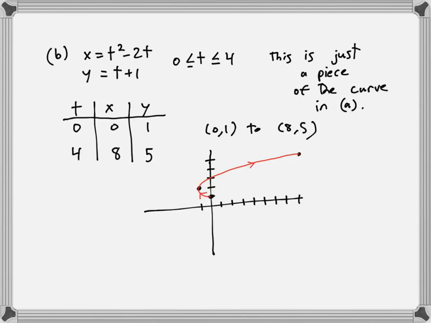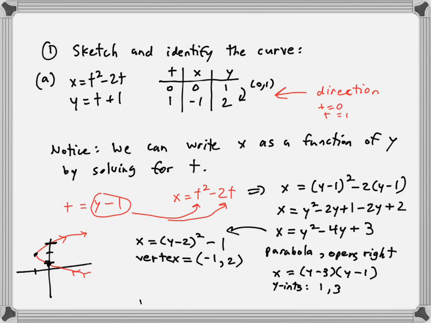So it's a piece of the parabola, and it goes from, I'm going to even label these clearly, this is 0, 1, and this is 8, 5. Okay? Does that make sense, everybody? So again, restricted domain. In the last problem, there was no restricted domain, so it just goes forever in both directions.